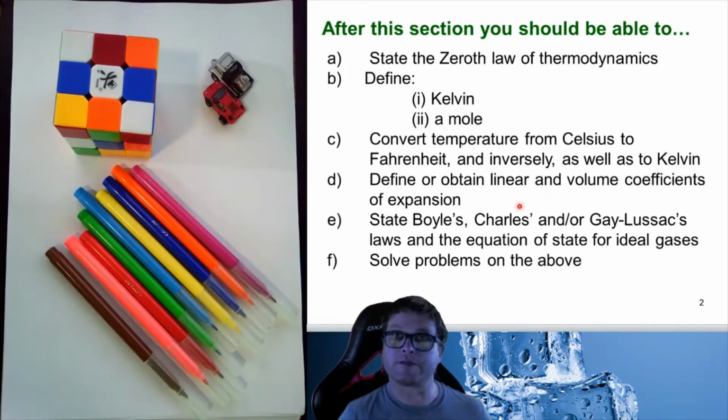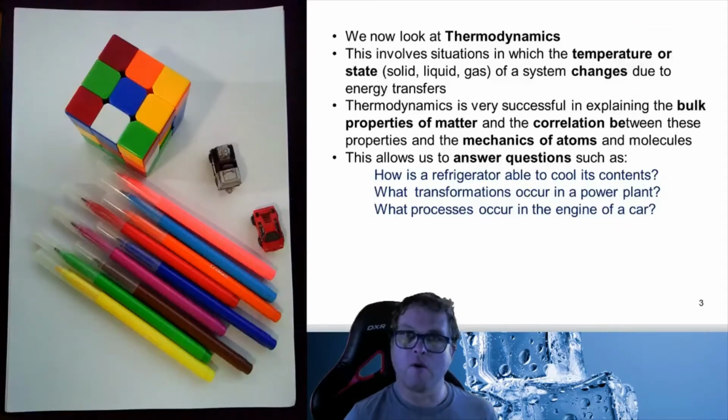We should be able to define or obtain linear and volume coefficients of expansion. Then we're going to conclude by looking at the ideal gas law, and at different formulations of this ideal gas law. And of course, as with all the chapters, very important is to be able to solve problems using the above concepts. What do we mean by the study of thermodynamics?